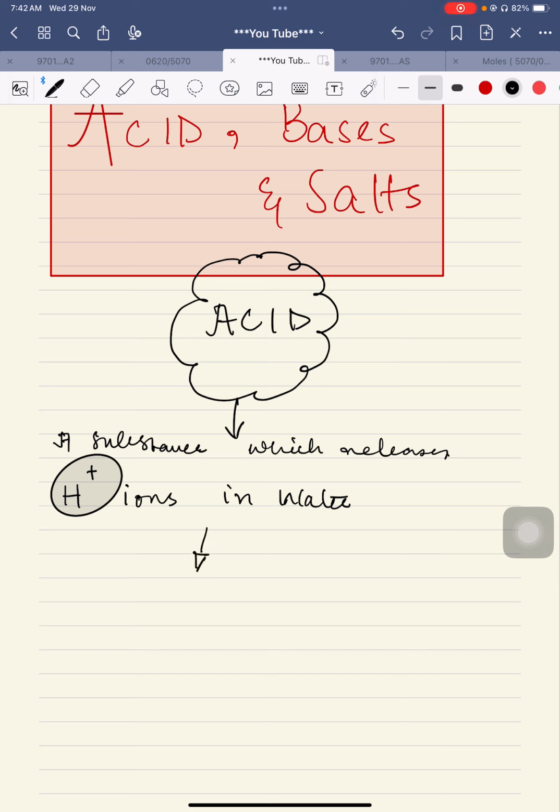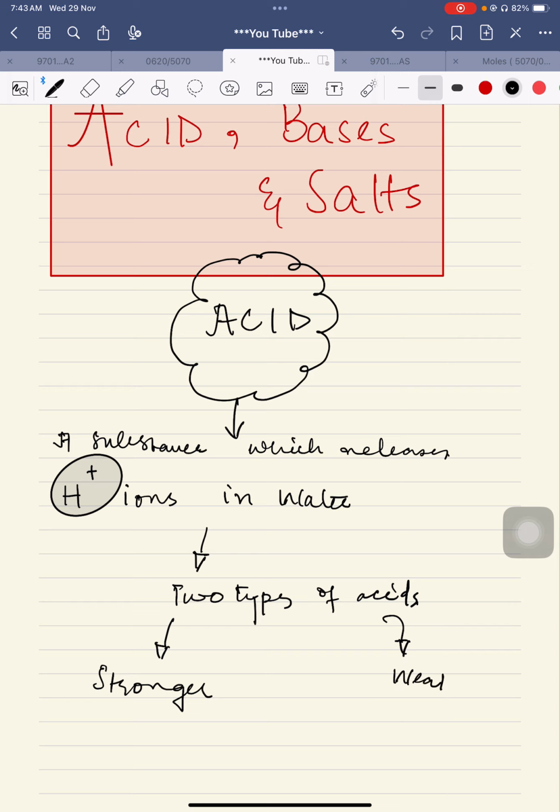There are basically two types of acids, depending upon their ability to release hydrogen ions. If they are releasing hydrogen ions completely, if they are completely ionizing themselves and giving hydrogen ions in water, it is called a stronger acid. And if an acid is partially ionized to give hydrogen ions in water, it will be considered a weaker acid. So one type is stronger acid, and the other is a weaker acid.